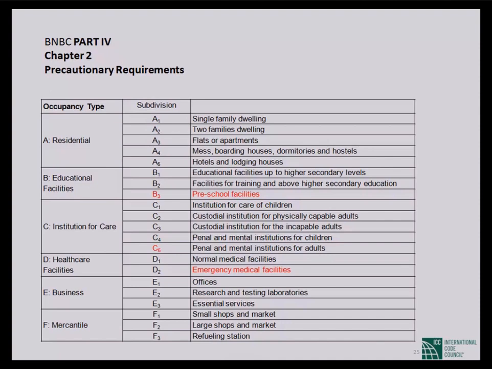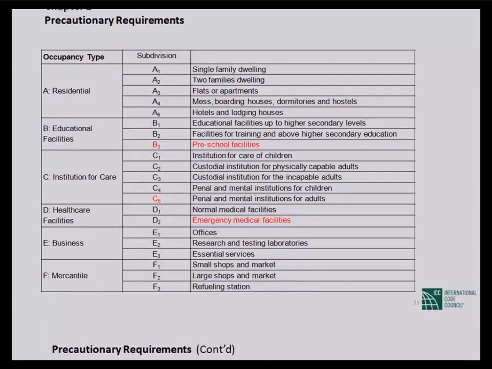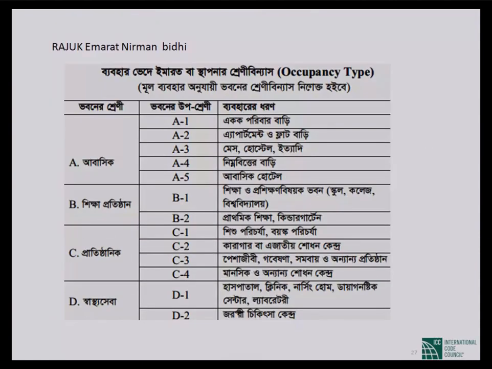Another thing I would like to very specifically say, that is very difficult to understand. That is the healthcare facility, D1, D2. Here it is written as a normal medical facility in our BNBC, and due to that we say it is an emergency medical facility. It's difficult to understand between these two. Before going into detail, a little bit detailed, I would like to show the Rajuk Bidhimala also, just for your understanding. Shastho Seba D is D1, a hospital, clinic, nursing home, diagnostic center, and laboratory is D1. The D2 is the emergency medical facility center.